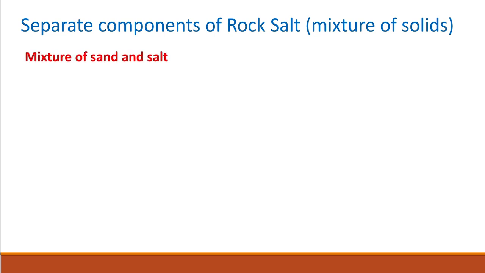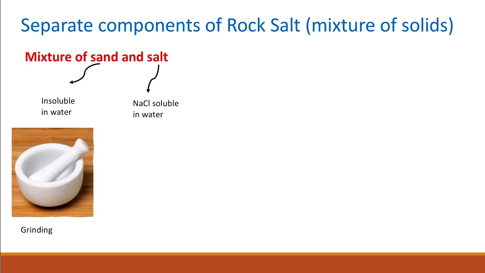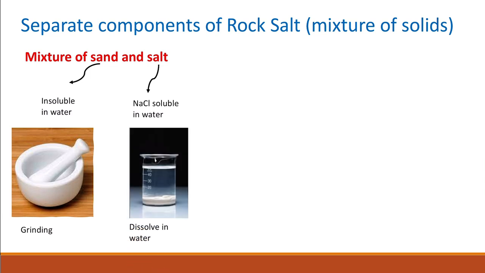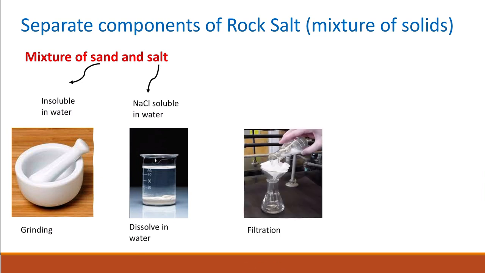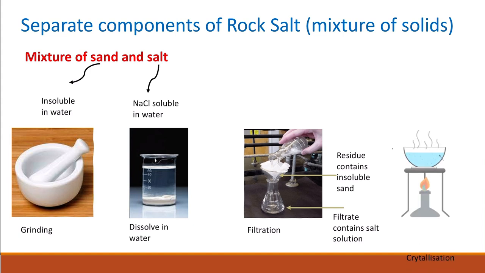If you want to separate the components of a mixture of solids, like the separation of the components of rock salt, which is a mixture of sand and salt: sand is insoluble in water, while the salt, which is sodium chloride, is soluble in water. You start by grinding and then you dissolve these two components in water, where the sand will not dissolve while the salt will dissolve. You filter, so the residue will contain the insoluble sand, while the filtrate will contain the salt solution. Finally, you take the salt solution and separate the salt using crystallization.